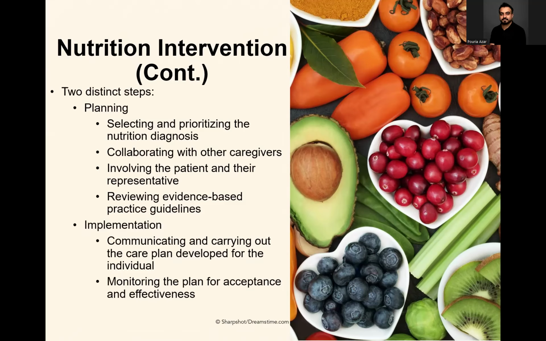In the planning step of nutrition intervention, we need to collaborate with other caregivers. We need to involve the patient and their representative, like their parents or their children. We need to review evidence-based practice guidelines and follow them. And under the implementation step of nutrition intervention, we have communicating and carrying out the care plan, and those are individualized plans, and we need to monitor the plan for acceptance and effectiveness.